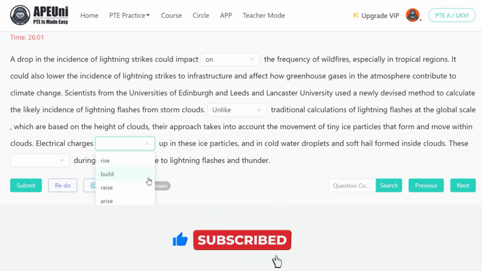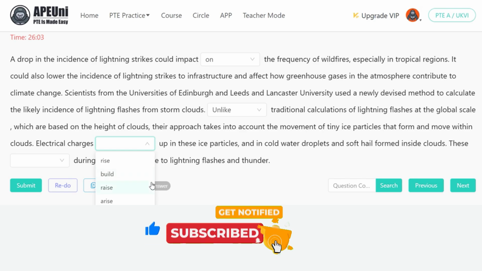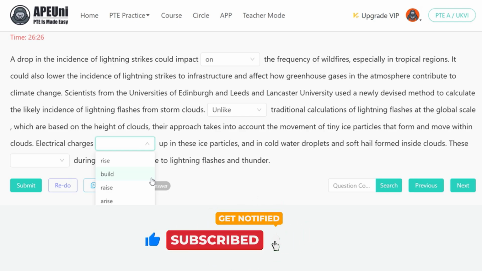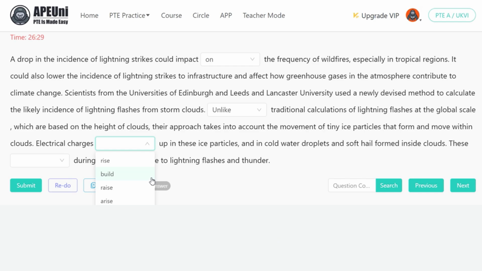Build with up. The phrase build up is a standard phrasal verb. It's used when describing something that accumulates gradually or intensifies over time. Grammatically, build up functions as an intransitive verb, often used to describe natural, progressive processes. Makes sense. For example, tension builds up before a storm. Dust can build up in machinery. Build is the right option.